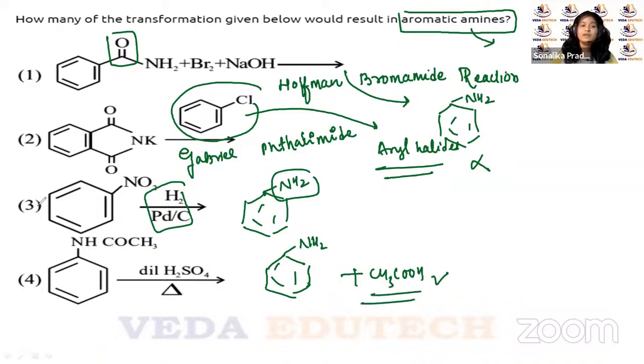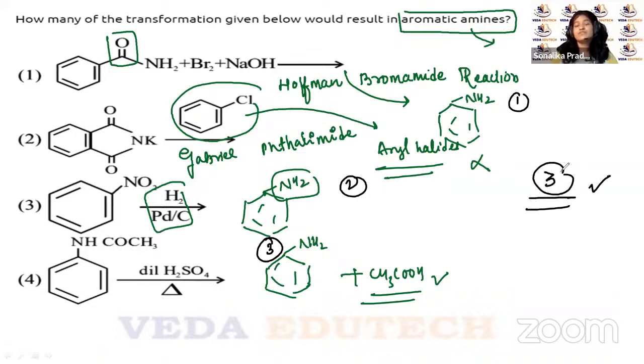So in how many products are you getting aromatic amine? So this is 1, this is 2, this is 3. So the answer is going to be 3. So how many transformations would result in aromatic amines? In case of 3 transformations, you are going to get your aromatic amines. Yes, children? Okay.